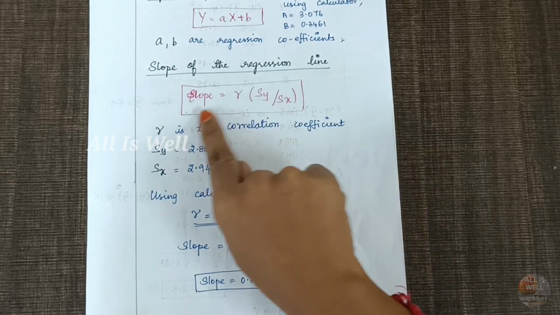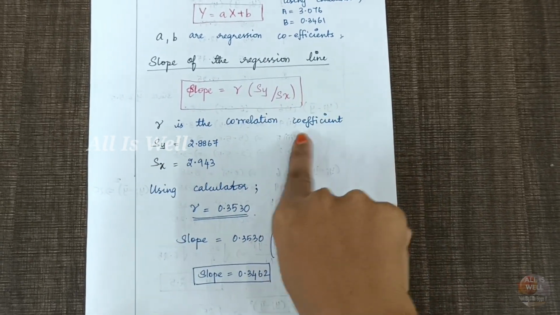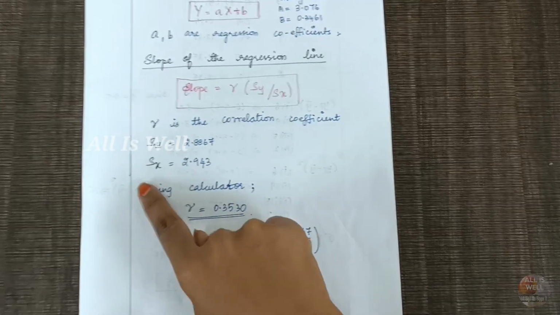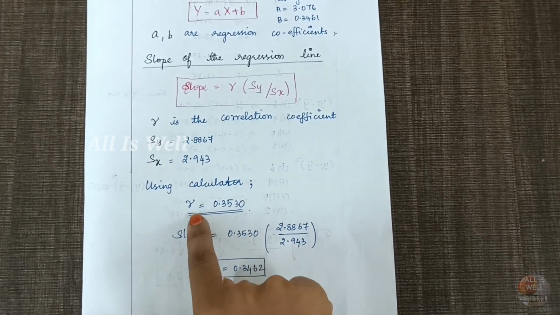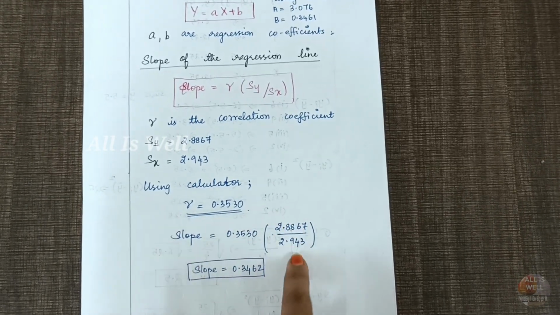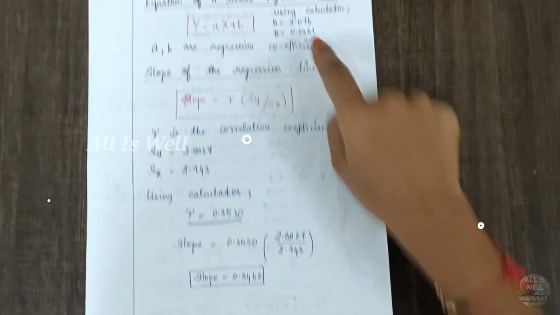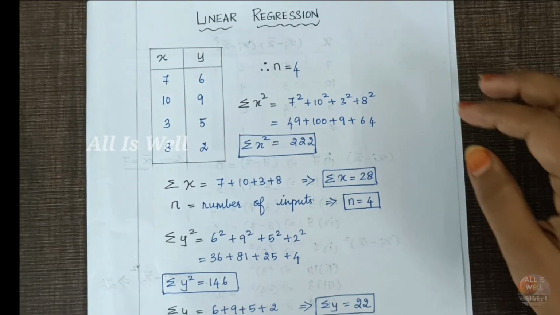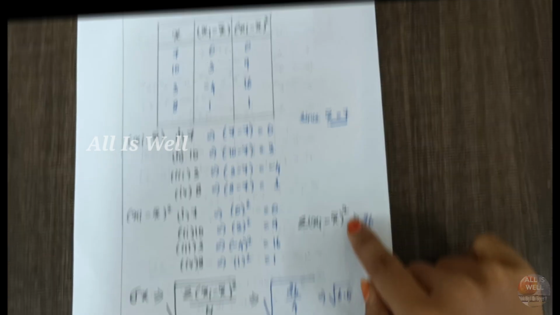This is the equation to find the slope of the regression line, where r is the correlation coefficient, sy and sx are the standard deviations of x and y. Using a calculator, get the value of r and substitute in the formula to get the slope of the regression line. We could verify that b is the slope and a can be the intercept. We can use a calculator to get all these values easily.